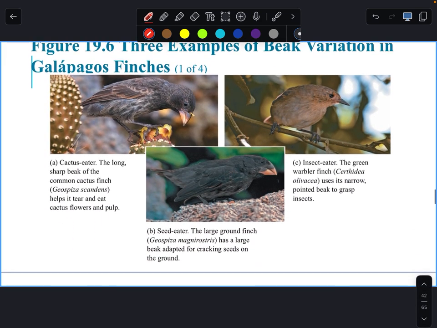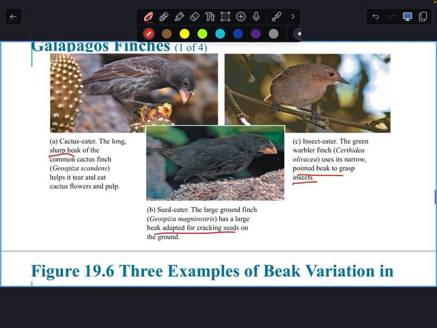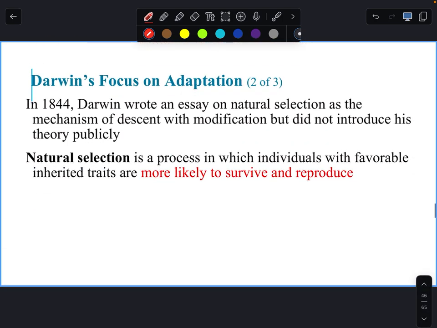And so here are the different finches on the Galapagos. You have your cactus eater with the long, sharp beak, being able to tear cactus flowers. You have the seed eater, large beak adapted for cracking seeds. Insect eater, narrow pointed beak to grasp insects like pinchers, right? Again, these are different species of finch, but have all these finches been there forever? Well, doubtful, right? Probably there's a lineage of finches, and then they develop different characteristics and stop mating, and then developed into different species.